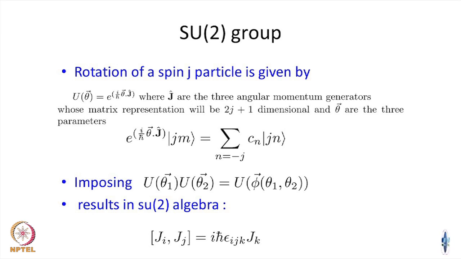Okay, so what is the meaning of saying that it is an irreducible vector space? When the group elements act on any arbitrary state, they should only mix amongst the 2J plus 1 states and should not take you out of that space. That is the meaning of saying that this vector space is an irreducible vector space. Okay?